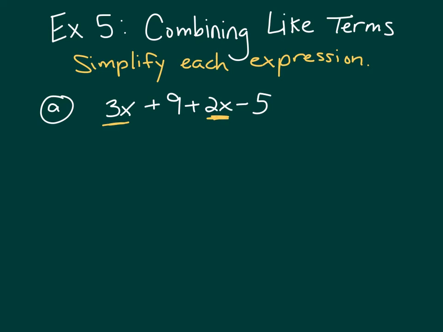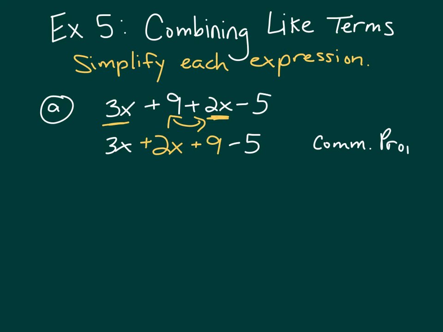So I'm going to leave the 3x, but I'm going to switch these two terms around so that the 2x is closer to that 3x, and then the 9 is a little bit closer to the 5, and then nothing's happening with the 5. And remember, when you move the order around but don't change anything else, that's considered using the commutative property. So we're just still continuing to label those to make sure that we understand it.